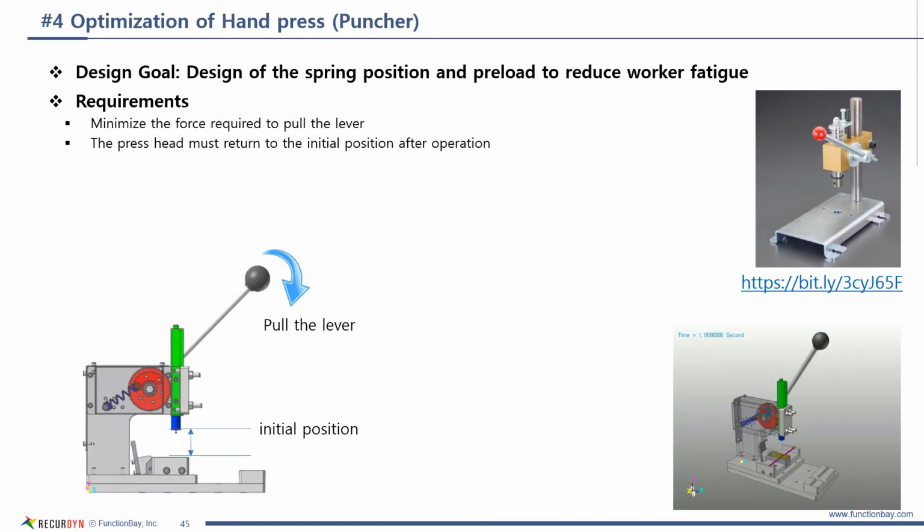The next example is the optimization of a hand press. The goal is to reduce worker fatigue by changing the spring position and its preload. The requirement is to minimize the force required to pull the lever, and the press head must be returned to the initial position after operation.